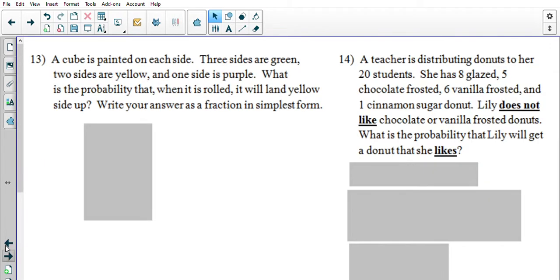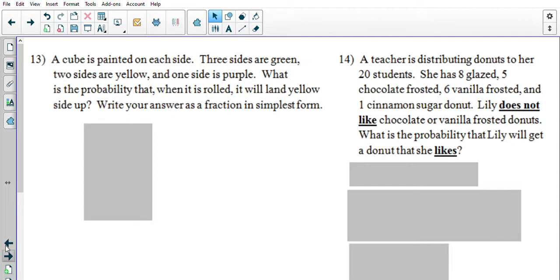All right, so we have a couple of word problems here. Number 13, a cube is painted on each side. 3 sides are green, 2 sides are yellow, and 1 is purple. What is the probability that, when it is rolled, it will land yellow side up? Write your answer as a fraction in simplest form.